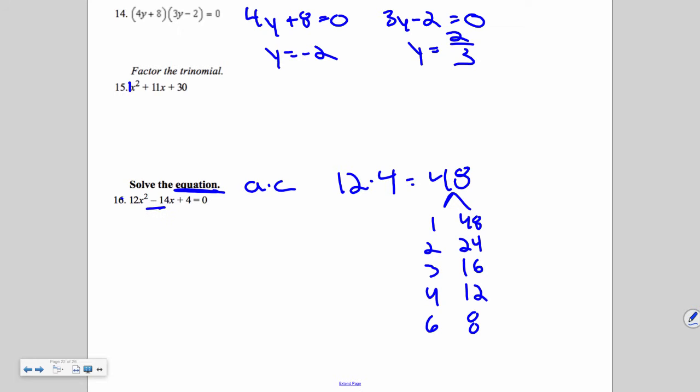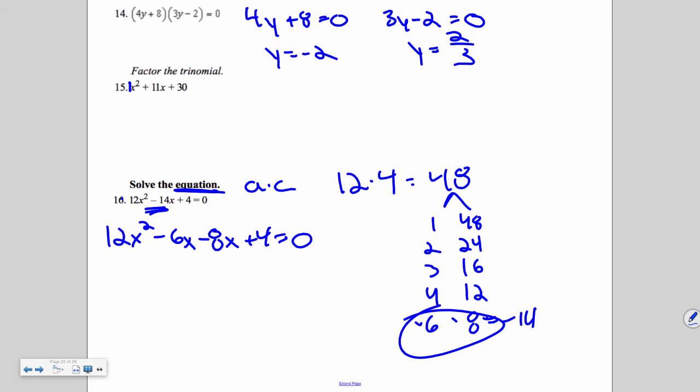I'm trying to get this negative 14, so if I make them both negative, that's going to be negative 14. So what I'm going to do is say 12x squared minus 6x minus 8x plus 4 equals 0. Factor by grouping. I can take out 6x here. What's left is a 2x minus 1. I can take out a negative 4 here, and I'm left with 2x minus 1 here.